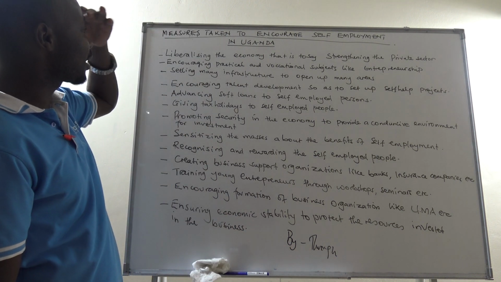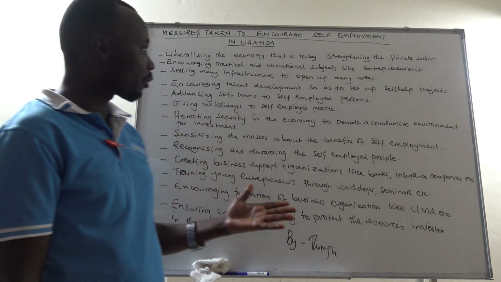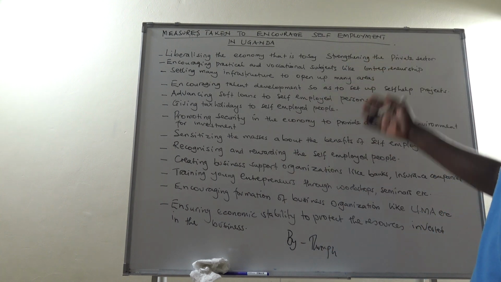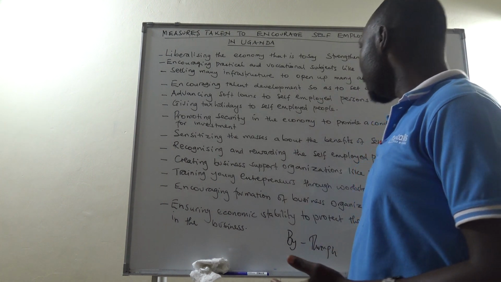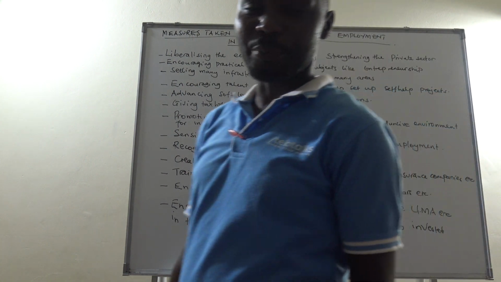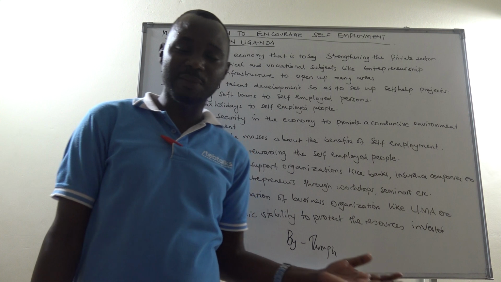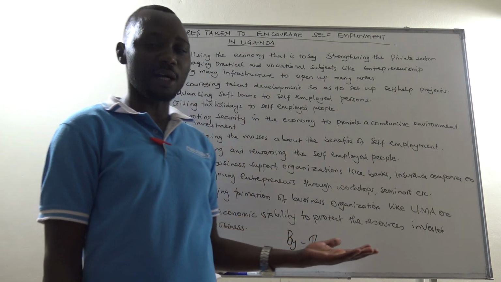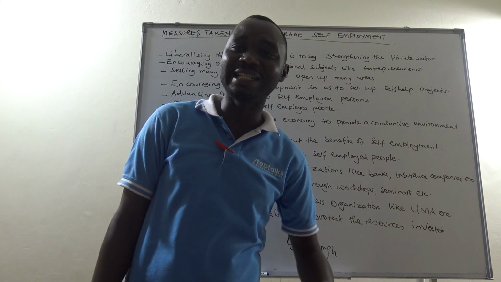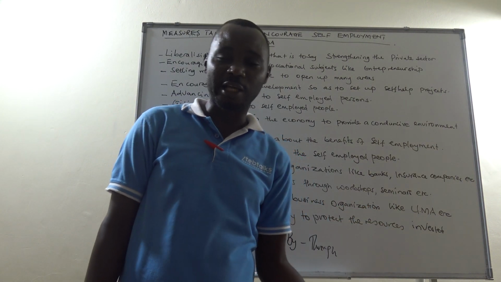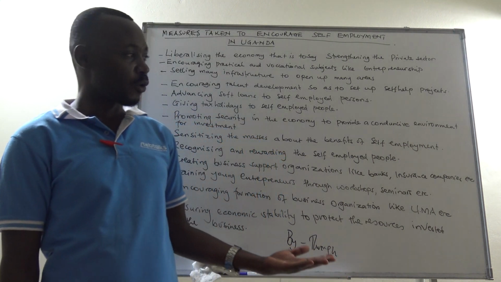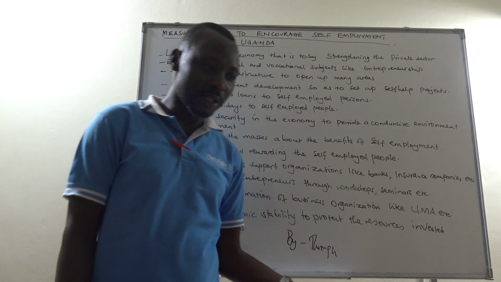So our first point is liberalizing the economy, and we said that we strengthen the private sector. Why are we strengthening the private sector? Because it is through the private sector that production of goods or services is made. The government parastatals are few, and the government does not get involved in producing in most cases, but it encourages people to produce. For example, in Uganda, we produce coffee. We are known as exporters of coffee to other countries.